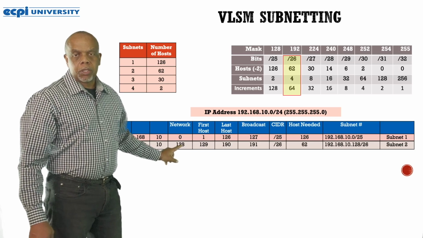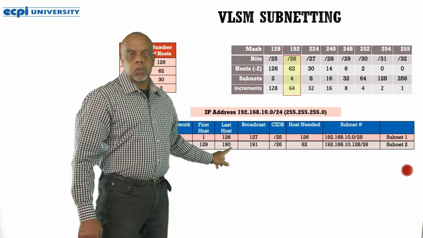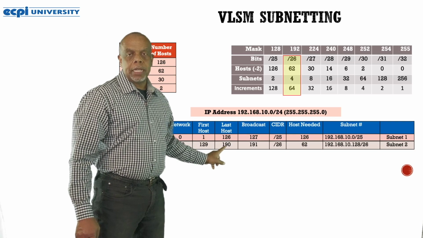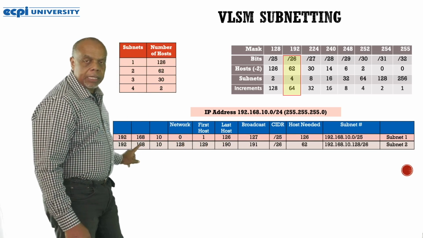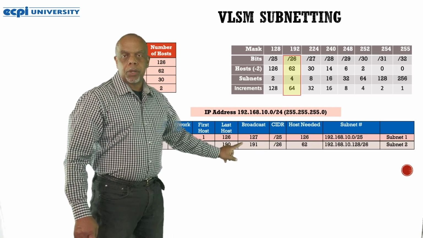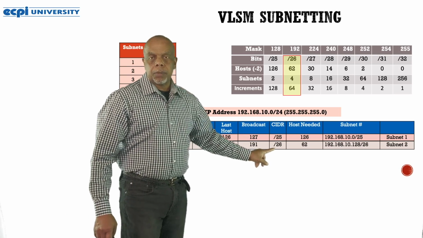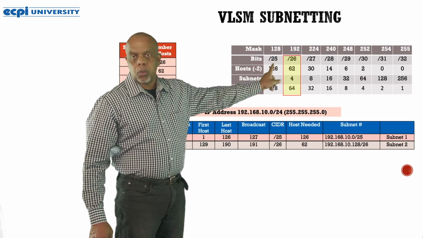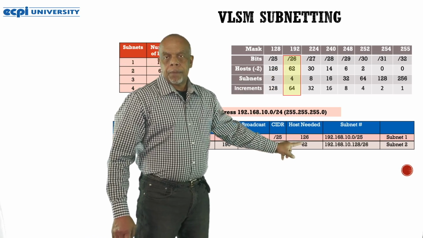So now I'd start at 128. The first assignable is going to be 129. 62 hosts from that is going to give me 190. The broadcast is going to be 191. So that is my second. That's how I get those 62 available IP addresses for this second subnet. CIDR is going to be what? 26 instead of the 25. Now I've basically cut that in half, from 25 to 26.